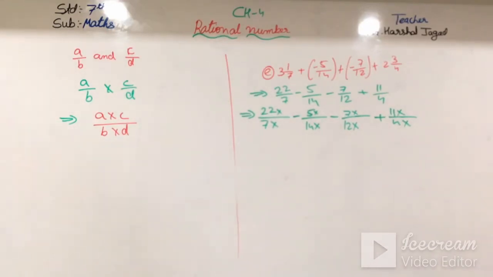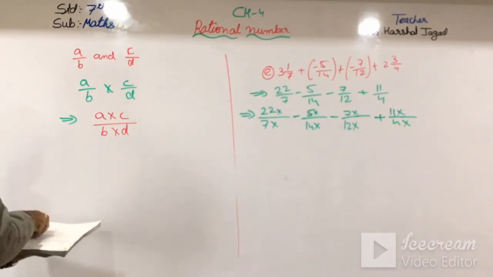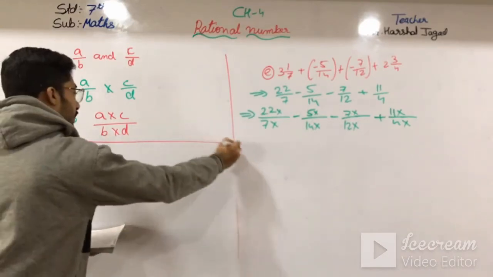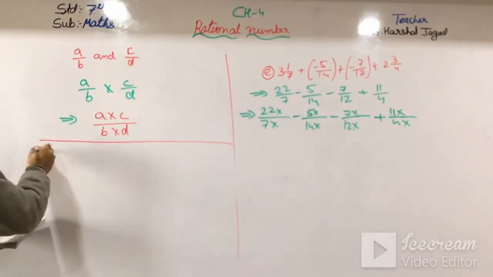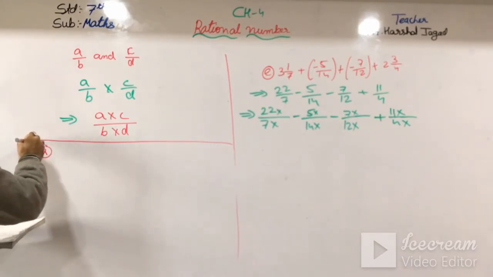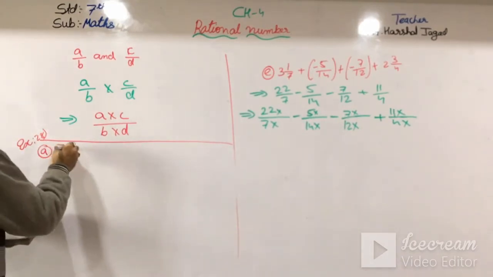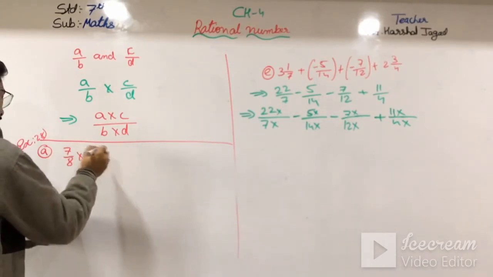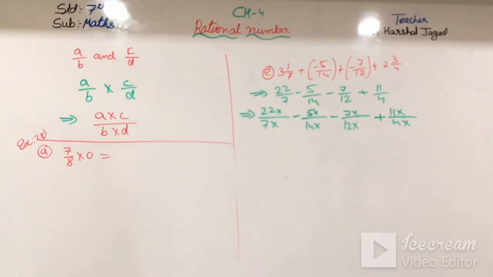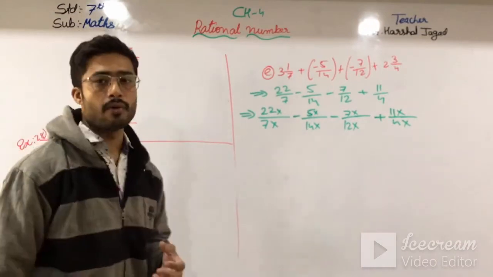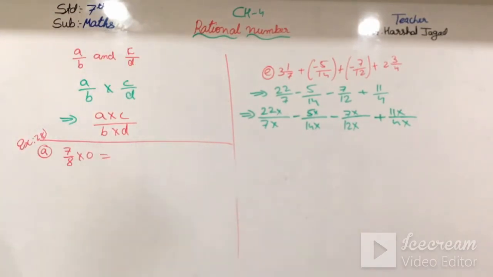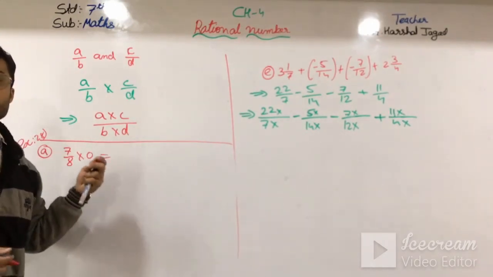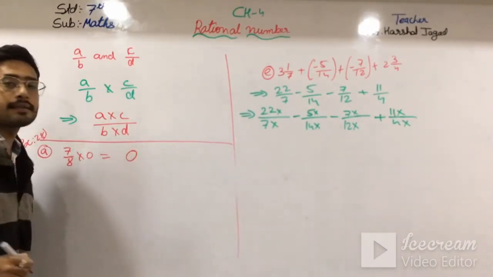Example number 28. Here it is given, 7 upon 8 into 0. So what will we get if any rational number is multiplied by 0? If any rational number is multiplied by 0, you will get the answer 0.